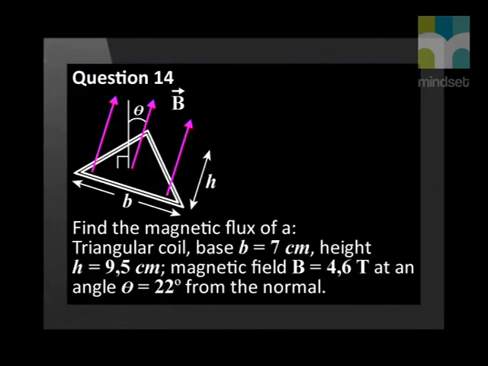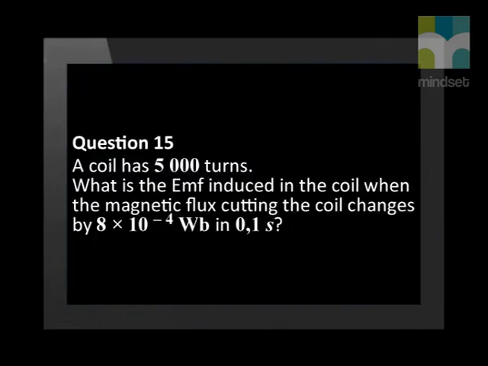Question 14. Find the magnetic flux of a triangular coil with base equal to 7 centimeters and height of 9,5 centimeters. The magnetic field has a magnitude of 4,6 Tesla at an angle theta equal to 22 degrees from the normal. Question 15. A coil has 5,000 turns. What is the EMF induced in the coil when the magnetic flux cut in the coil changes by 8 times 10 to the power negative 4 Weber in 0,1 seconds?